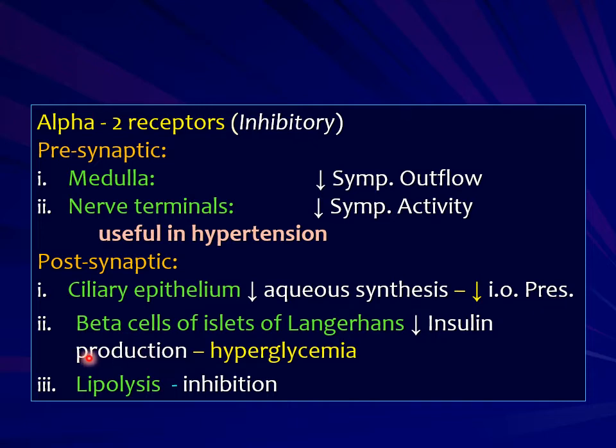Also present at the beta cells of the islets of Langerhans, so decreased insulin production, so obviously there will be hyperglycemia. So that will lead to persistent hyperglycemia if there is persistent sympathetic stimulation, due to activity at the level of alpha 2. Another important site, the lipocytes, will lead to inhibition of lipolysis.